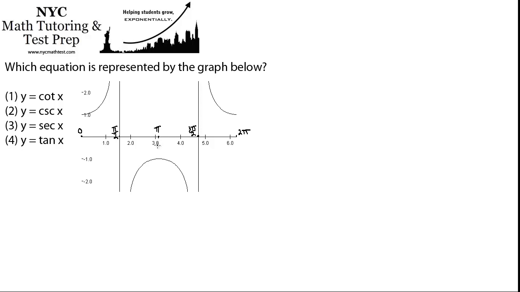And they want to know, is this the graph of cotangent of x, cosecant of x, secant of x, or tangent of x? So let's take these one at a time. What is cotangent of x? Cotangent of x is the inverse of the tangent of x, right? And the tangent is opposite over adjacent, so the cotangent must be adjacent over opposite, which, if we're looking at a triangle on the unit circle, is like saying x over y, right?